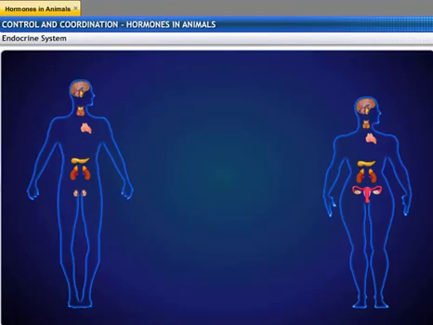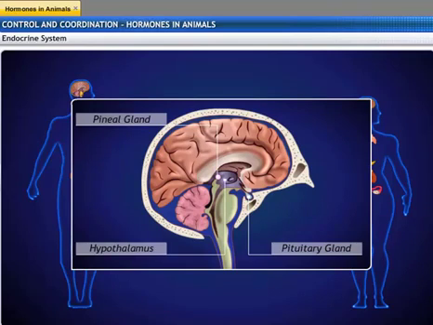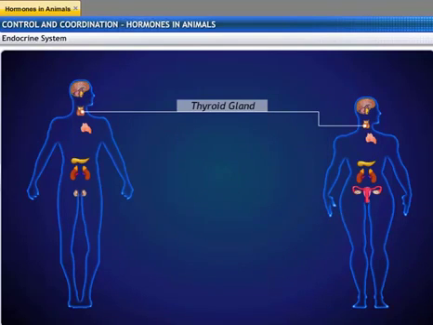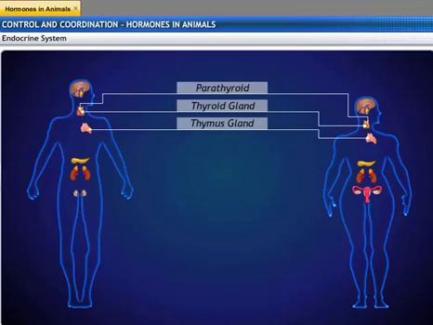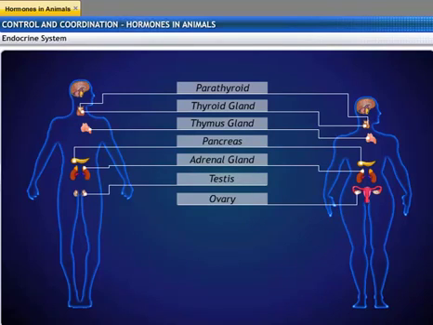For a better understanding of the endocrine system, let's look at the endocrine system in the human body. It consists of the pituitary gland, the pineal gland, the hypothalamus, the thyroid, the parathyroid, the thymus, the adrenal gland, the pancreas, the testes, and the ovary. We will look at the functions of each of these glands.